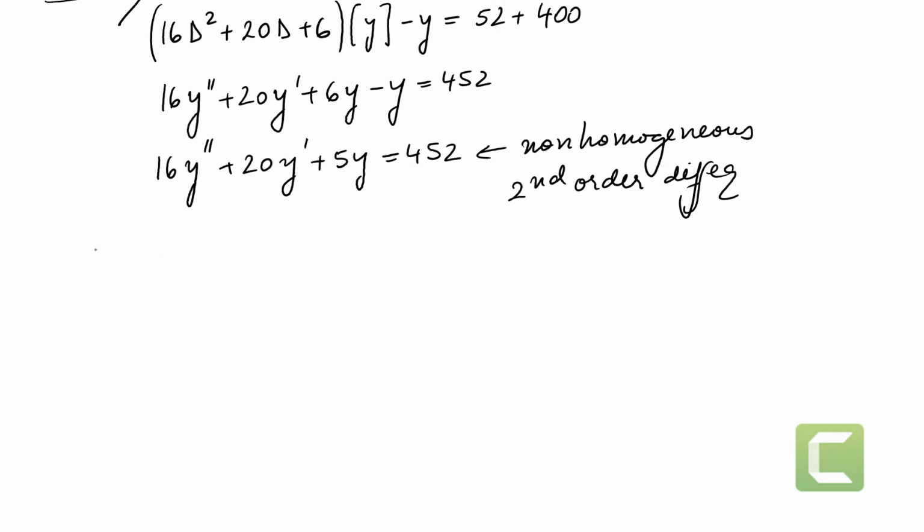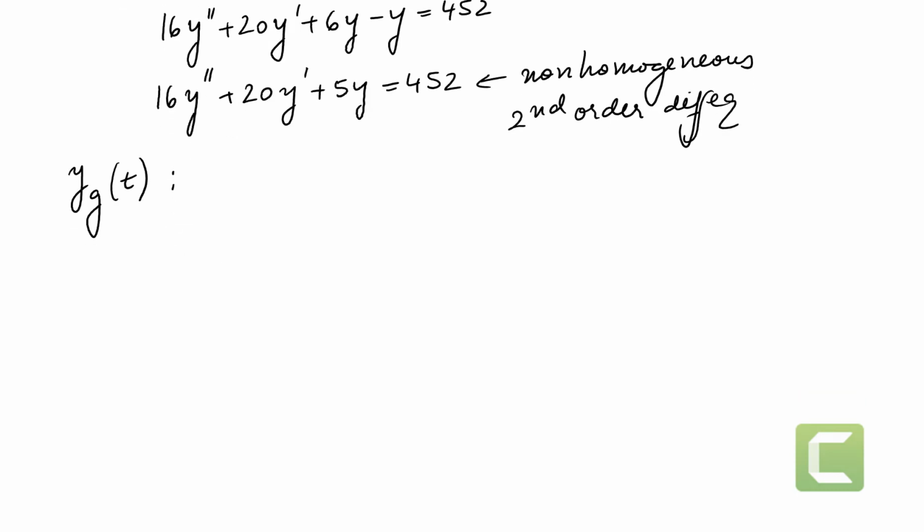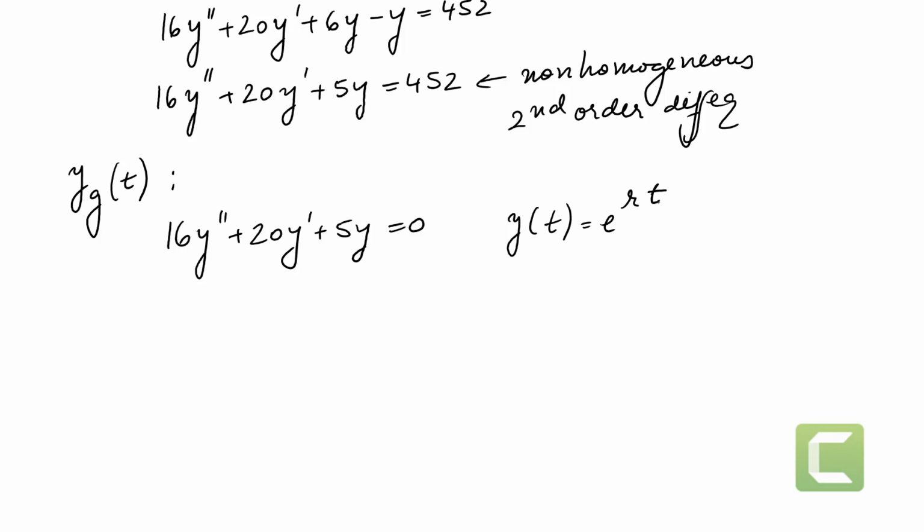So let's solve it. First thing, we are going to find the general solution. How do we find the general solution? We are going to set our equation equal to 0 to find the solution of the homogeneous equation. And let's not forget the type of solution, y of t, is e to the rt. And if you actually replace that y prime and y double prime, you're going to end up with 16r squared plus 20r plus 5 equals 0. This is the auxiliary equation.